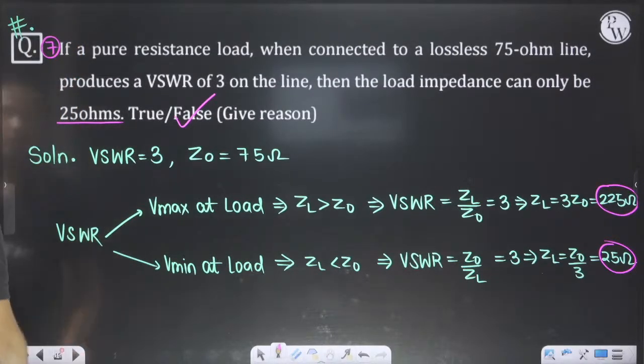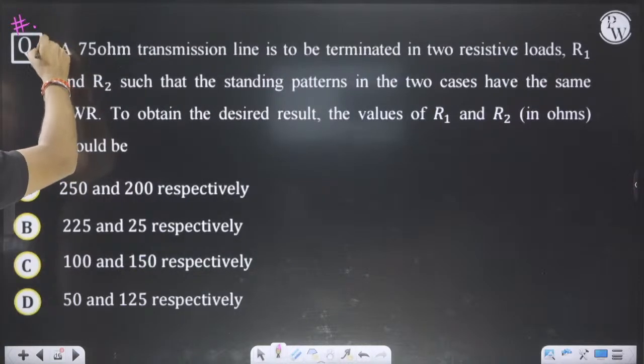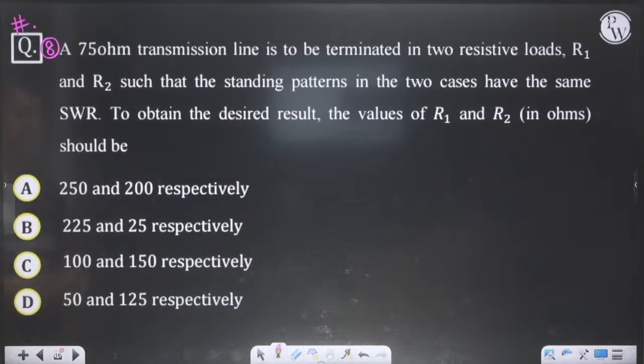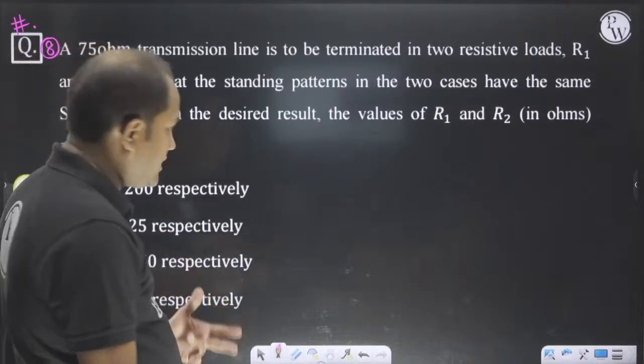This one is question number 8. In this question, there is a 70 ohm transmission line with two resistive loads, R1 and R2. R1 gives some VSWR and R2 gives some VSWR. They are asking for the values of R1 and R2. Because the SWR is the same, they have the same VSWR.